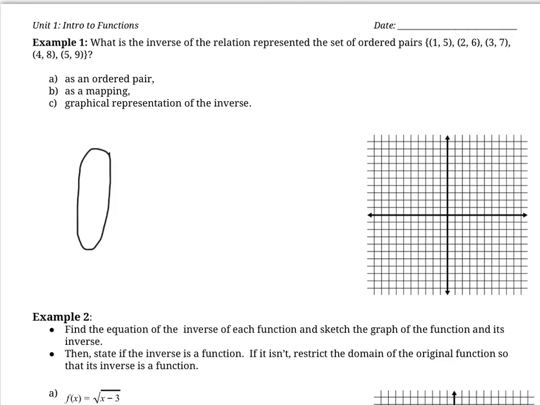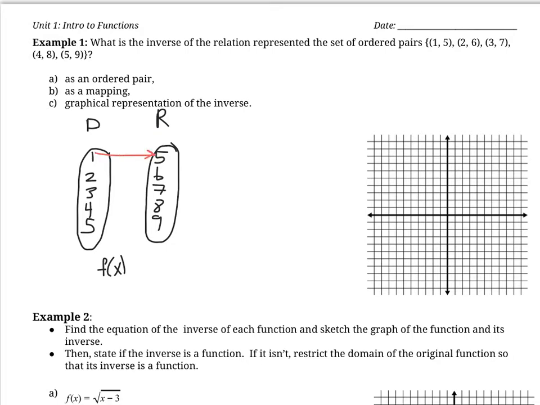So if I put all of the elements of the domain of my original function in here, and all of the elements of my range in here, this is going to be our original function. Let's call it f of x. So the elements of our domain are 1, 2, 3, 4, and 5. And the elements of our range are 5, 6, 7, 8, and 9. And as a mapping, it looks like this.